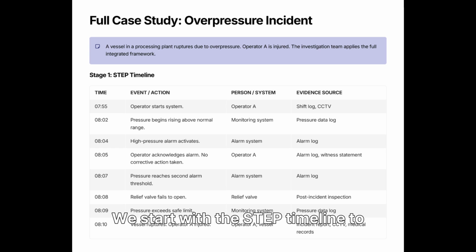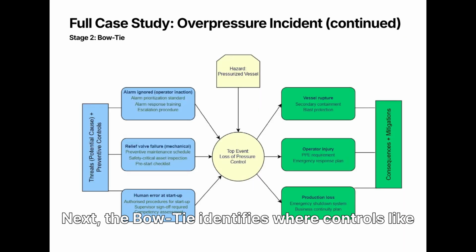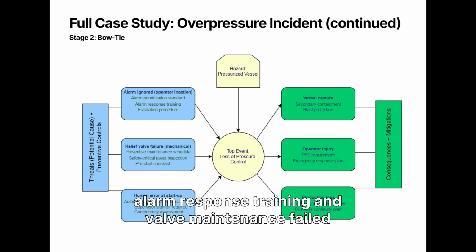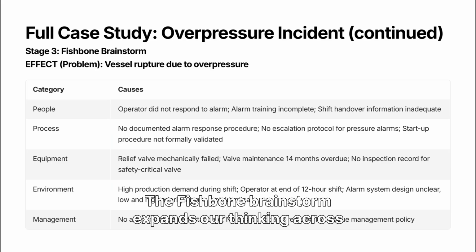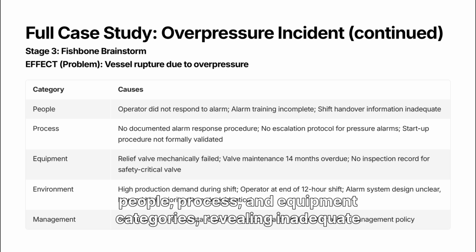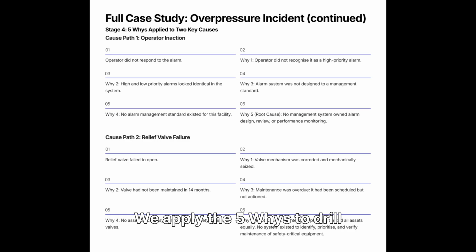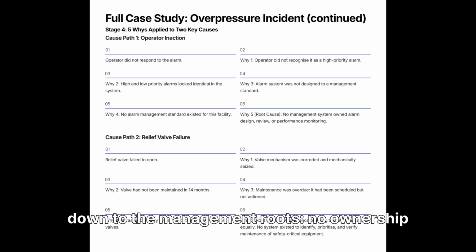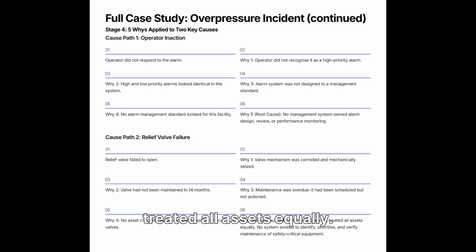We start with the step timeline to establish the facts from shift handover to vessel rupture. Next, the bow tie identifies where controls like alarm response training and valve maintenance failed to prevent the top event. The Fishbone brainstorm expands our thinking across people, process, and equipment categories, revealing inadequate standards and missing records. We apply the 5 whys to drill down to the management roots. No ownership of alarm design and maintenance planning that treated all assets equally.